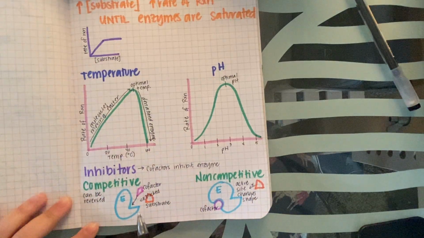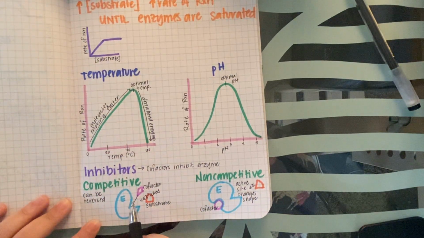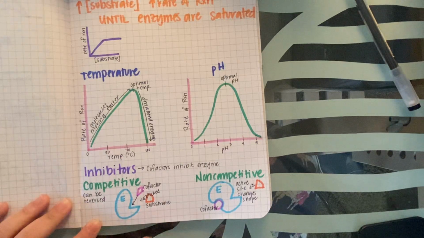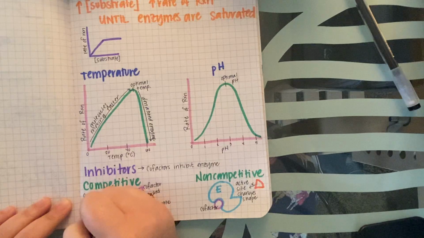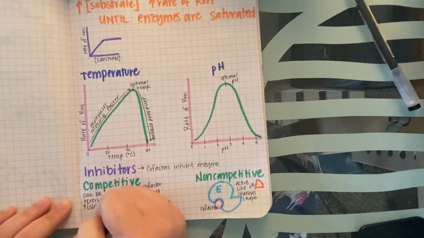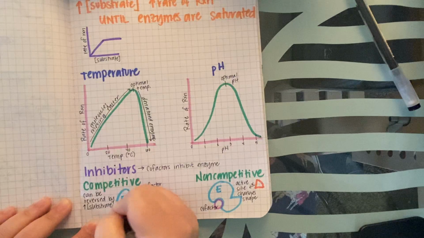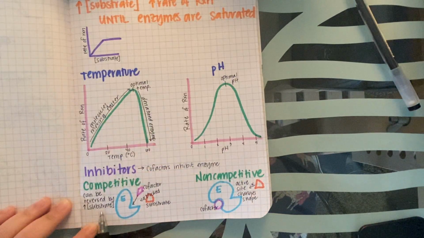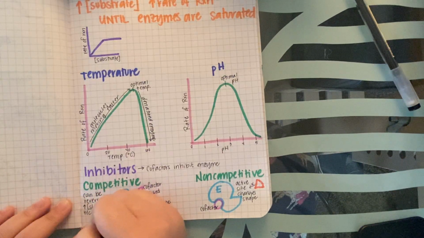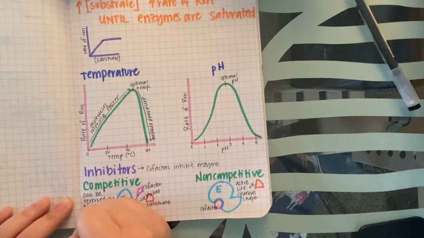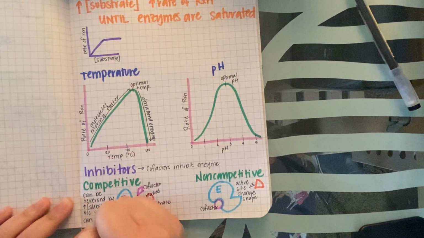And the way to reverse these is just to increase your substrate concentration. If I have more substrate coming in, I have more chances of dislodging these cofactors and then running my reaction again. So it can be reversed by increasing our substrate concentration. Right? Because we're going to dislodge our cofactor. Because substrate can dislodge cofactor.